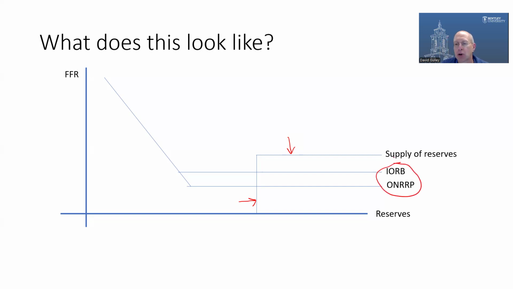what are called administered rates, the IORB, interest on reserve balances, and the ONRRP rates that are paid to banks and non-banks respectively. And effectively what these help do is put a floor under the federal funds rate. And so that's why they act as kind of a horizontal component of the demand curve.